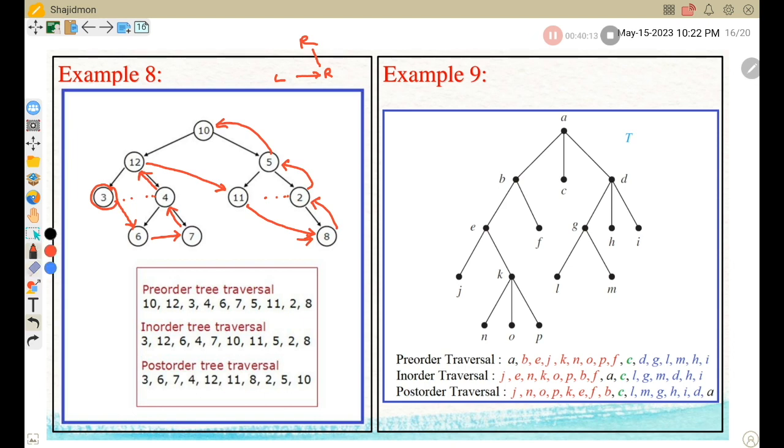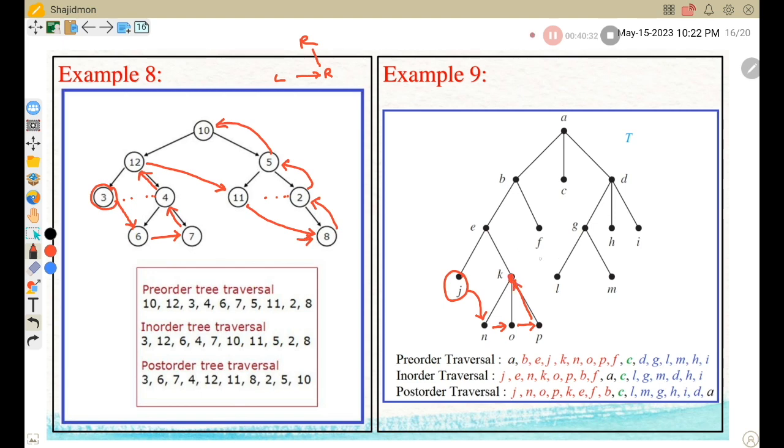Okay, so we can see. So J we are starting. From J we will go to the left, that is N. Now from N we need to go to the right, that is O. O to the right, that is P. After that we need to go to the root vertex, that is K.